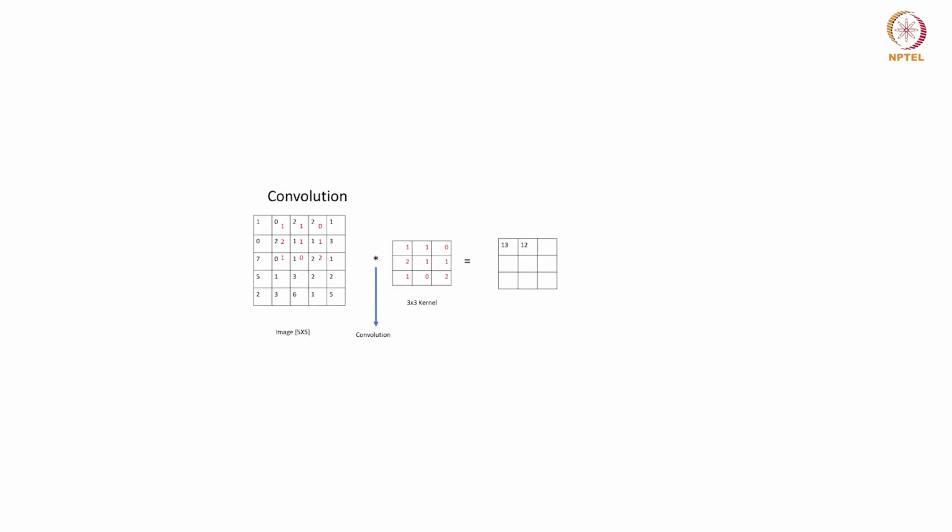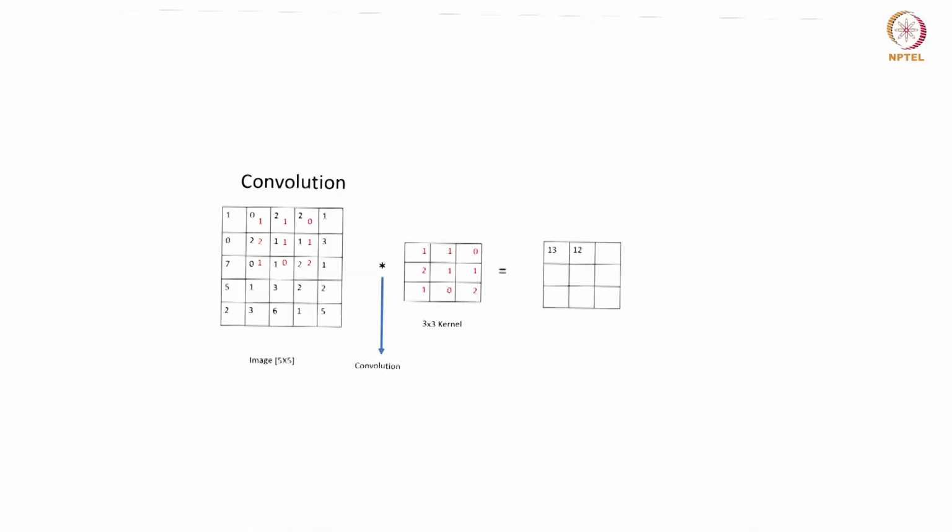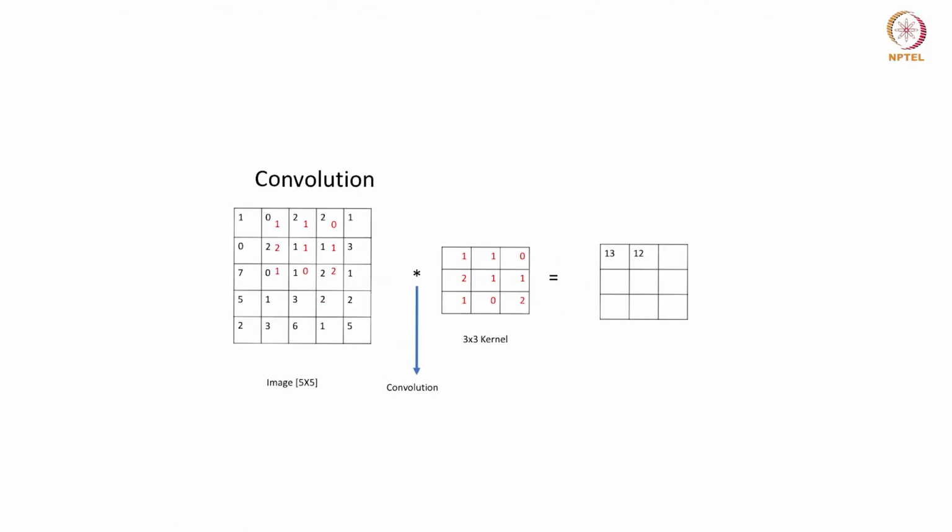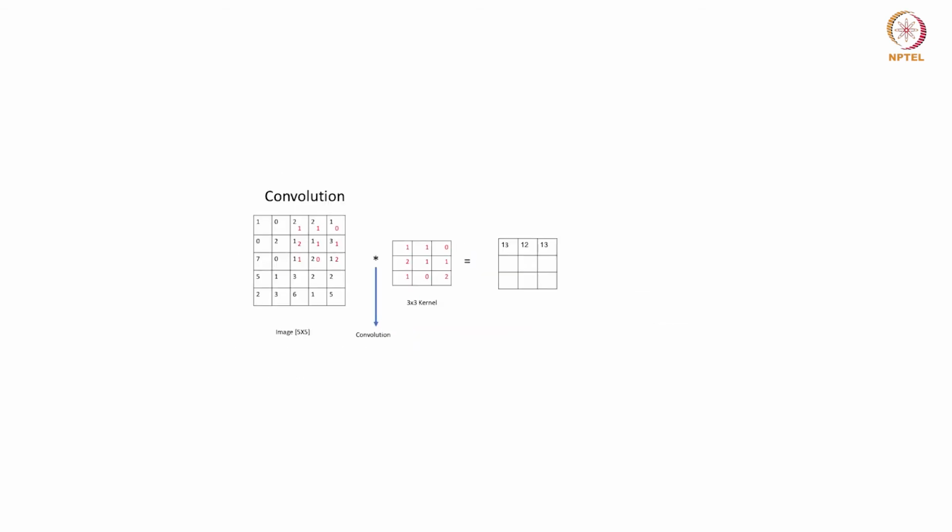Similarly, we'll walk through this slowly, so you can move this once again. What you have done here is translated this filter kernel 1 pixel to the right, did the same operation, and got this value. Similarly, you can do this for all positions. You can move it to the right. Now we are at the rightmost.